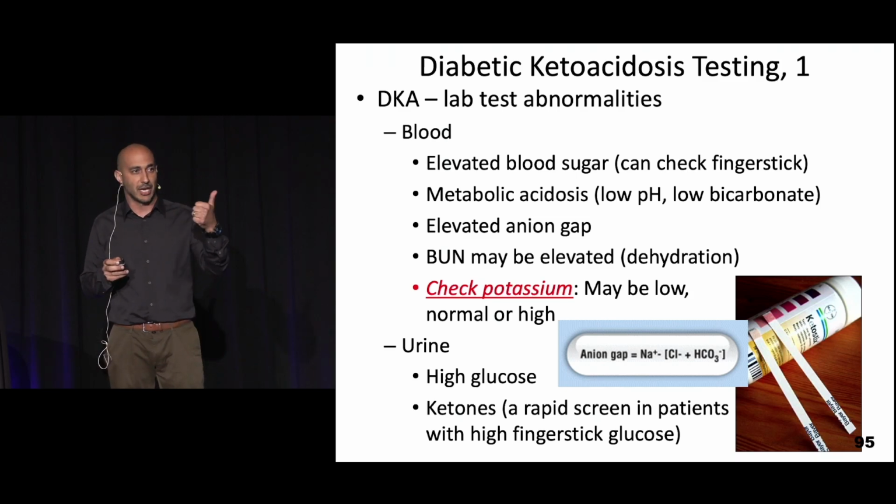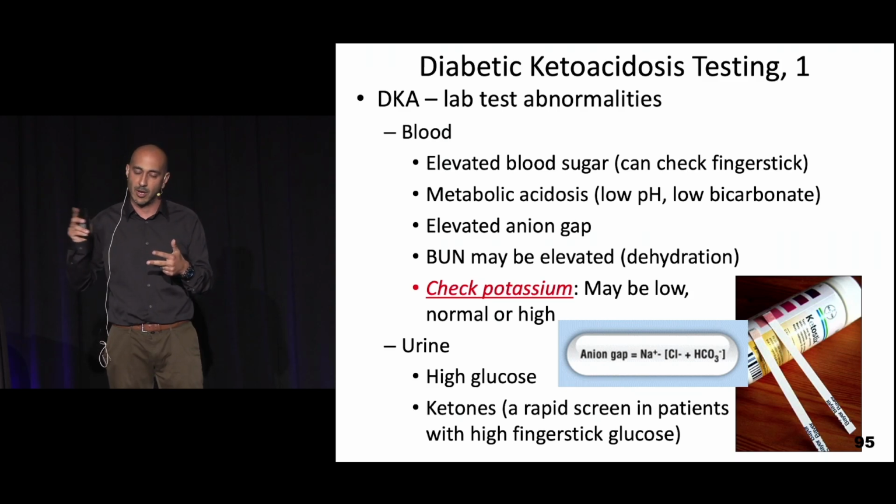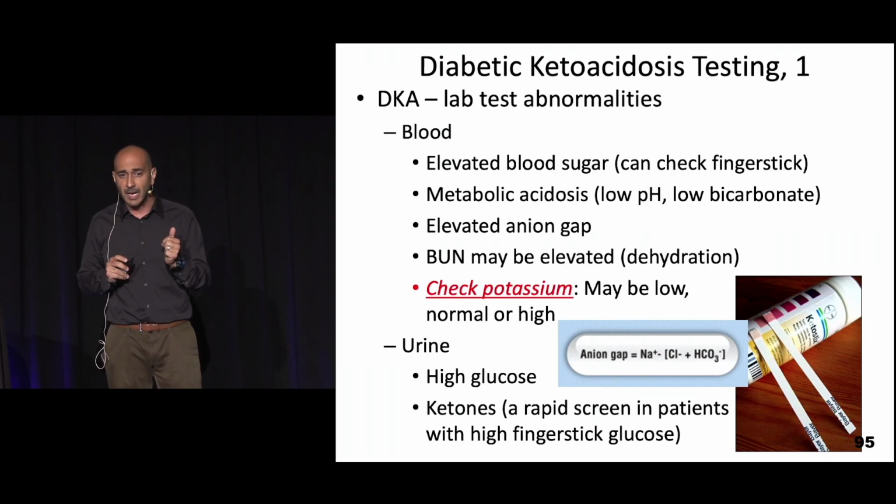Okay? So check the sugar, that's high. Acidemia, their bicarb's low, their pH is low. And three, their anion gap is high. Those three things really need to be part of the definition unless they're on those SGLT2 inhibitors.